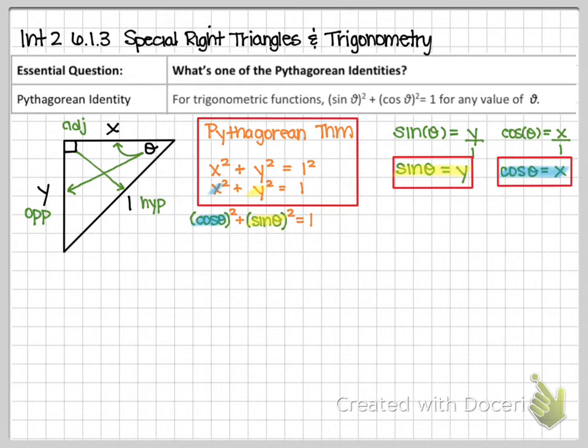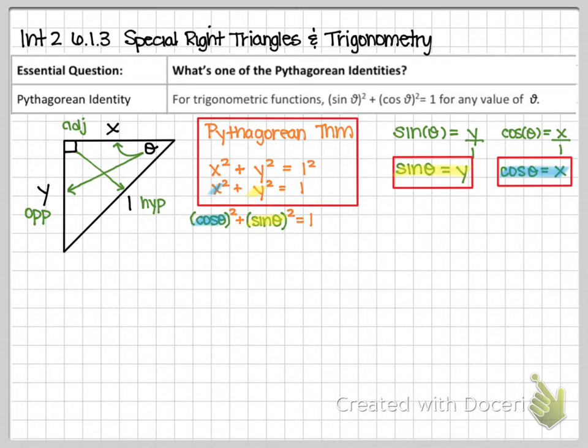This is one of the first situations, there will be a couple like this in your future math classes, where we're actually able to kind of wrap together the idea of the Pythagorean theorem, which is only side lengths, and trig, which is a combination of side lengths and angles.